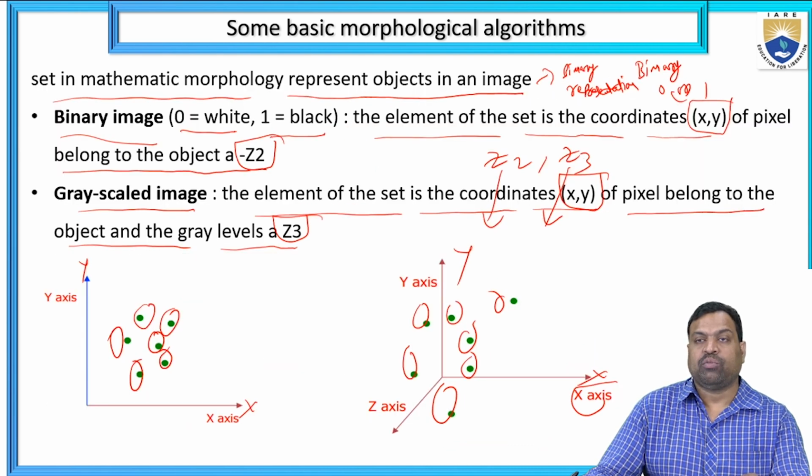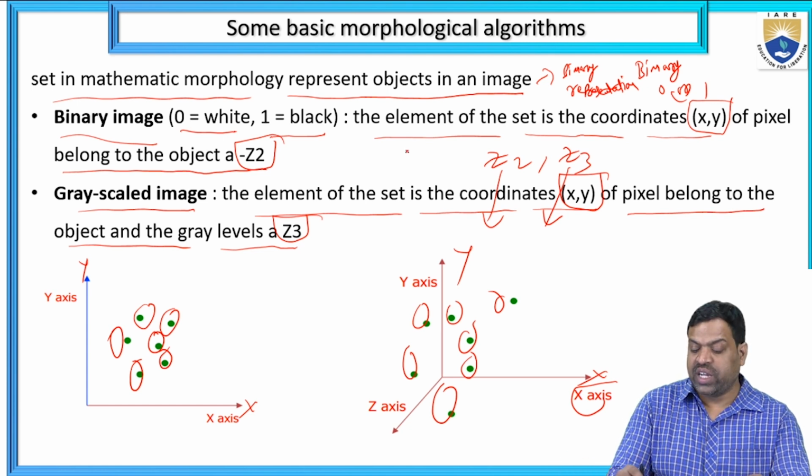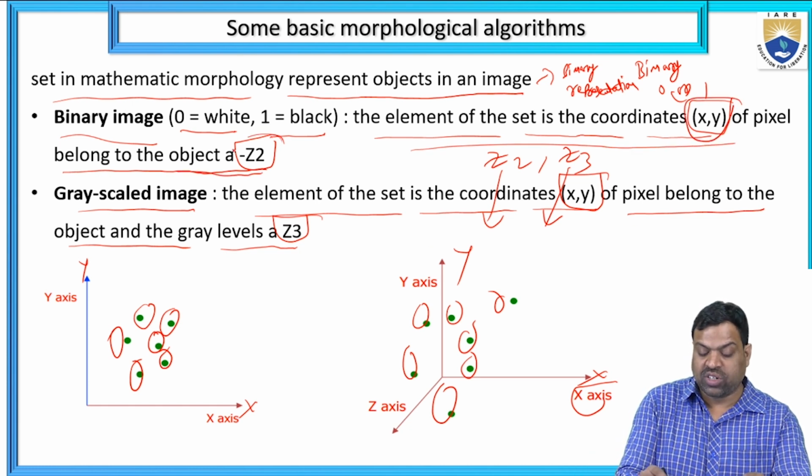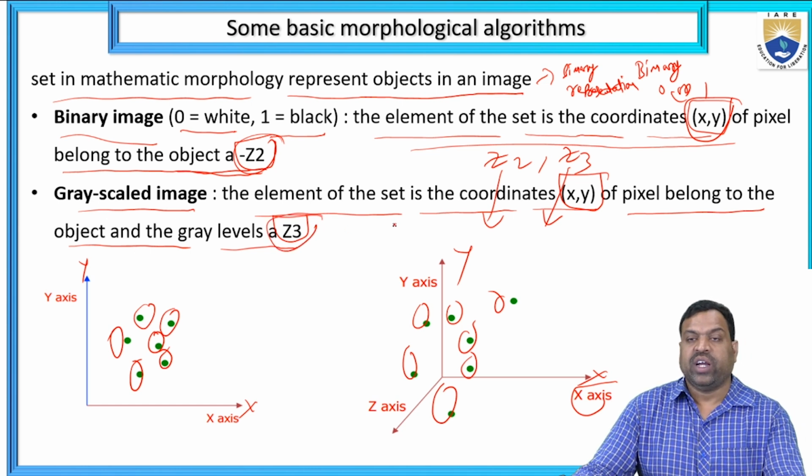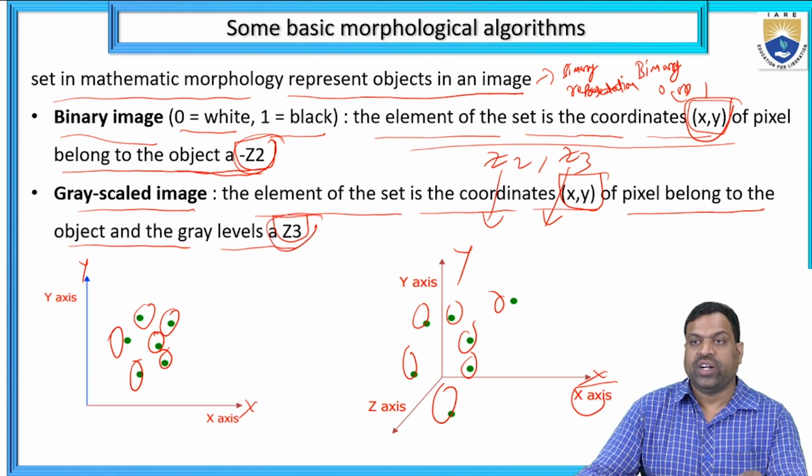In mathematical morphology, representations are of two types: binary image representation and grayscale image representation. Binary means only two values, 0 or 1. 0 is white and 1 is black. These are the elements of a set of coordinates x comma y, or the pixels belonging to Z2. Grayscale means it is Z3. That means the element of the set is the coordinates x comma y of a pixel belonging to the object, and the gray levels.